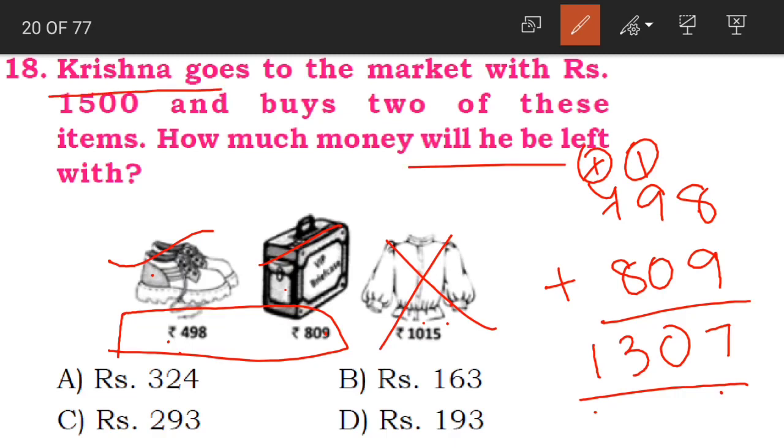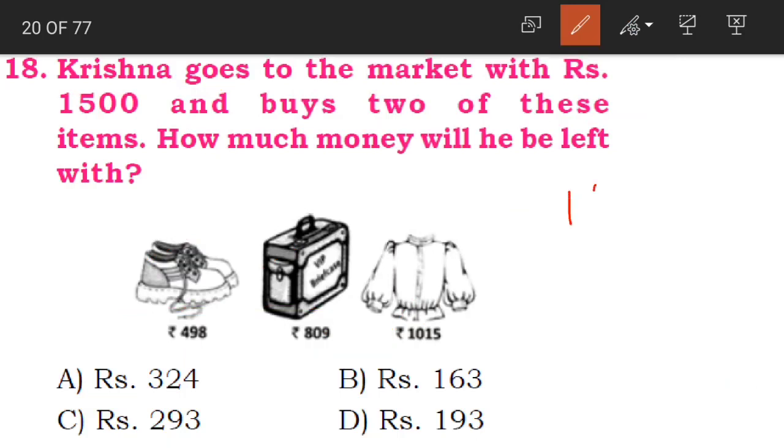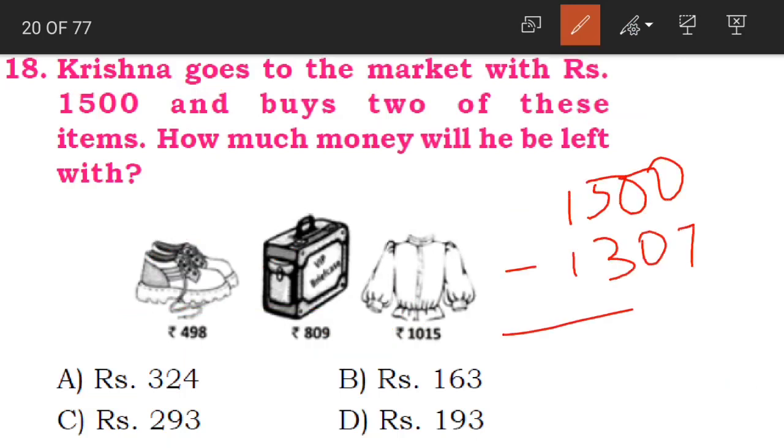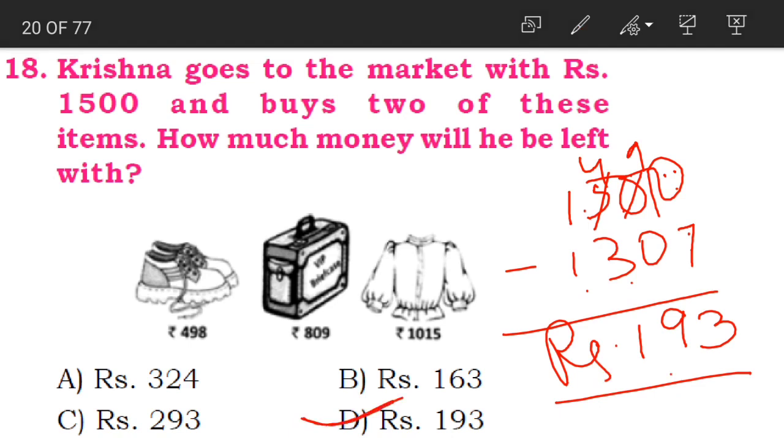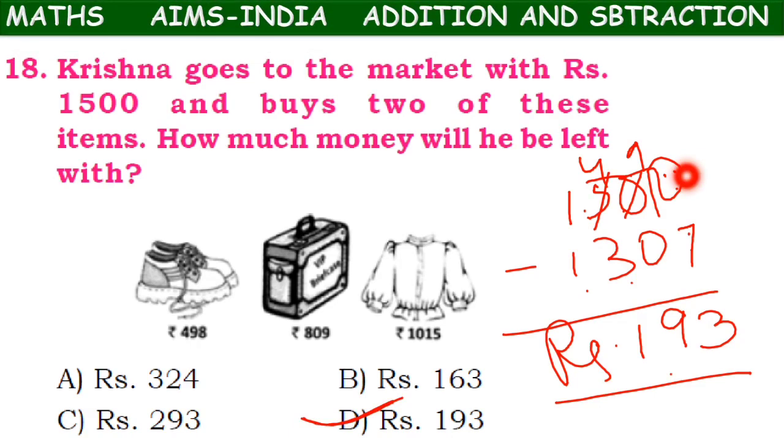Now how much money is left? How do we find out? The total amount minus the spent amount. Yes. Now 0 minus 7. Again we need to borrow. 10, 9, and this becomes 4. 10 minus 7, 3. 9 minus 0, 9. 4 minus 3, 1. 1 minus 0, 0. So what is our final answer, children? Rupees 193. That is option number D.